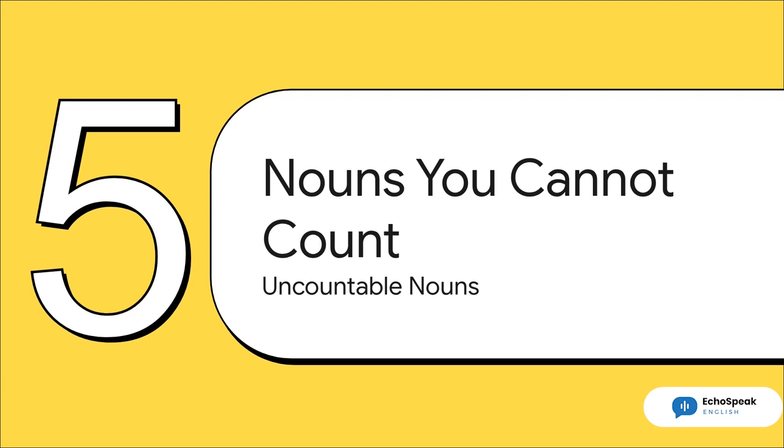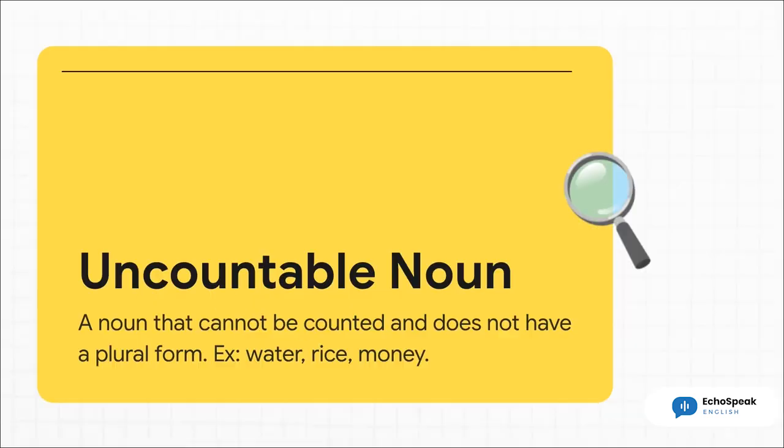Some nouns in English just don't have a plural form. We call these uncountable nouns. So what is an uncountable noun? Basically, it's stuff you can't really count one by one. I mean, you can't say 1 water, 2 waters, right? You'd say a bottle of water. So things like liquids or tiny grains like rice, or even abstract ideas like information and advice are all uncountable.